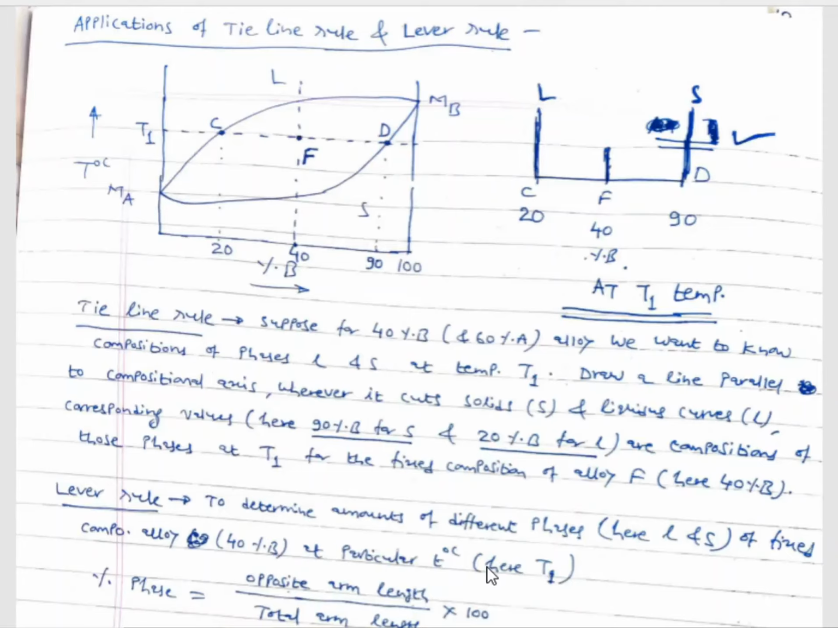So draw a line parallel to the compositional axis. Wherever it cuts the solidus curve and liquidus curve, corresponding to those points, the values of compositions will be taken as the compositions of liquid and solid phases respectively.